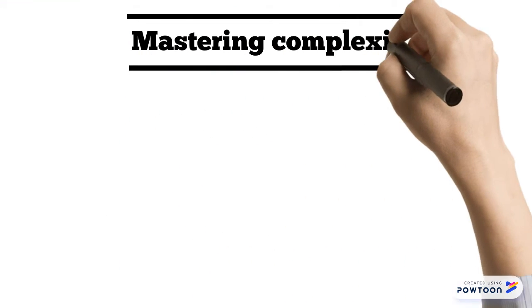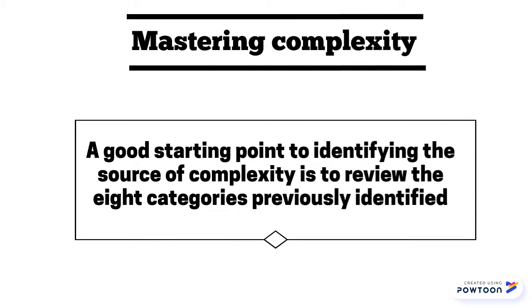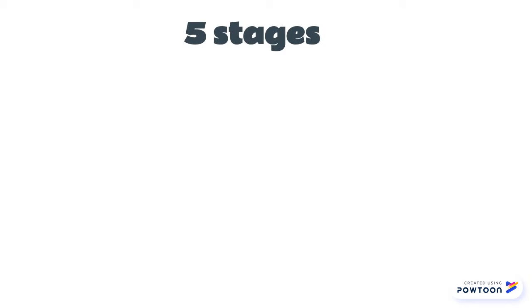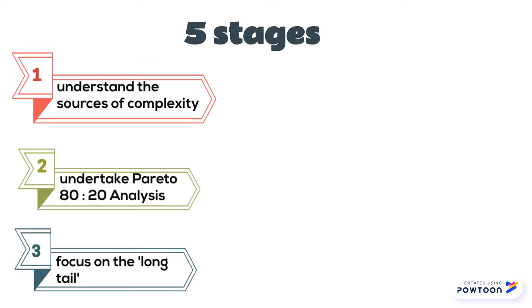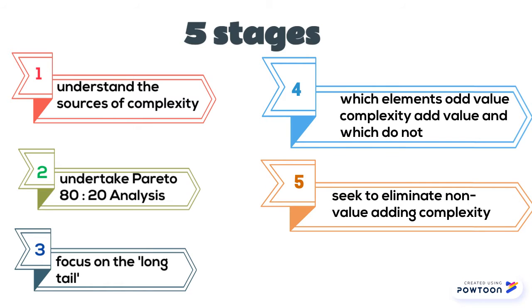The last content is mastering complexity. A good starting point to identifying the source of complexity is to review the 8 categories previously identified. There is a 5-stage process for bringing the supply chain under control. First is to understand the sources of complexity and to undertake Pareto 80-20 analysis, and also to focus on the long tail and which elements of complexity add value and which do not. Last is to seek to eliminate non-value adding complexity.